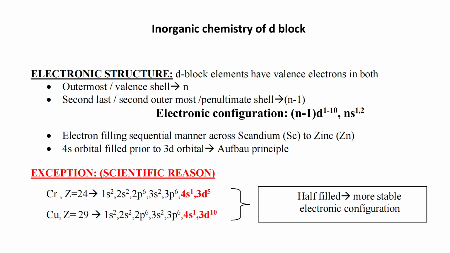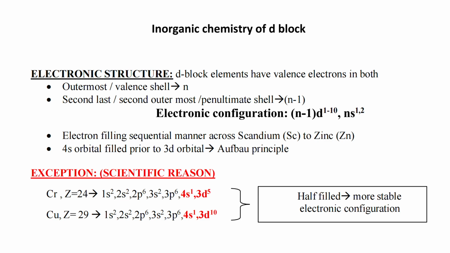D shows the d orbital, in which you can have a minimum of 1 electron and a maximum of 10 electrons. N is the outermost shell, that is the valence shell or the last shell. S is the orbital, and we know that in the s orbital we can have a maximum of 2 electrons.